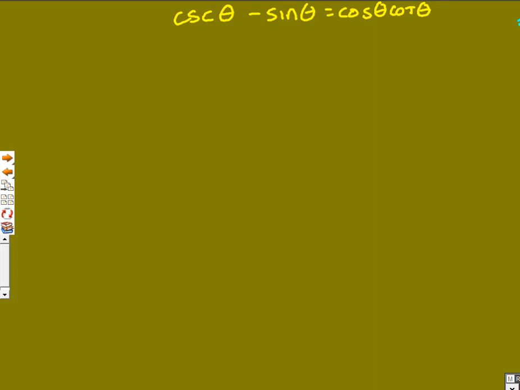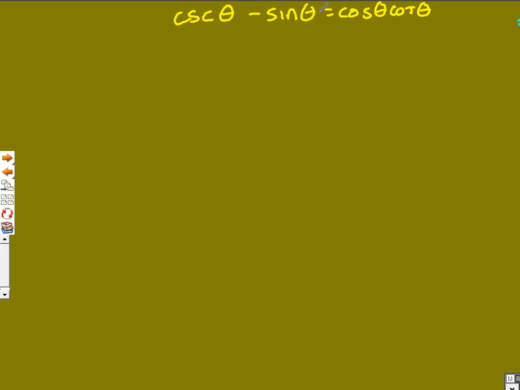So one more here. I'm going to suggest maybe give this one a try. Pause the video real quick, see which side you're going to work on, and figure out what you can do. Remember, you can only work on one side of the identity. Okay, hopefully you picked the left-hand side because there are two separate terms. It's always easier to take two fractions and combine into one.